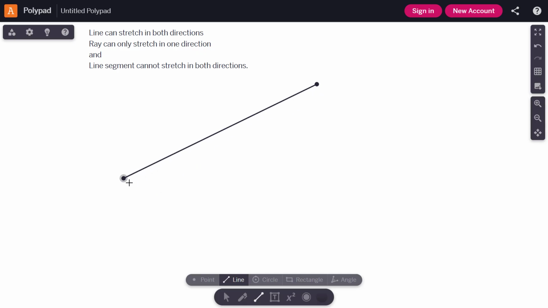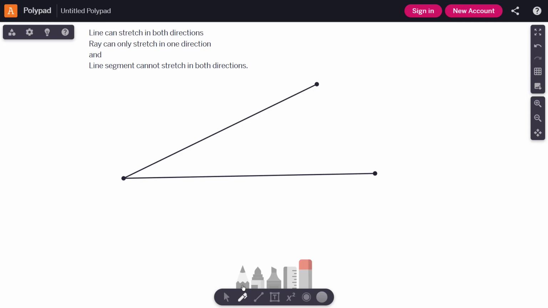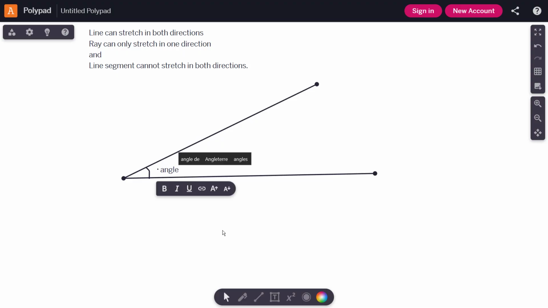An angle is like where two rays connect to each other and then they form a point. They meet in a point. And then they create a corner. This corner is called an angle. I do not like writing. This is an angle.